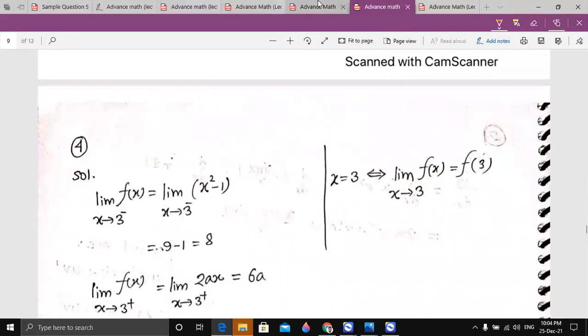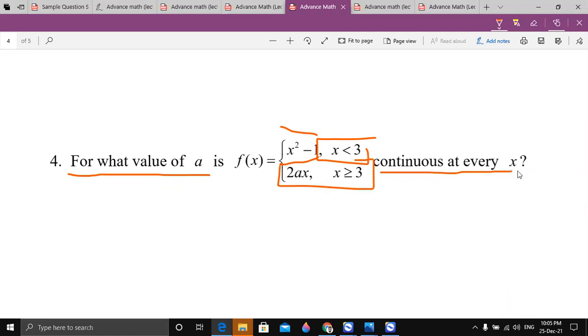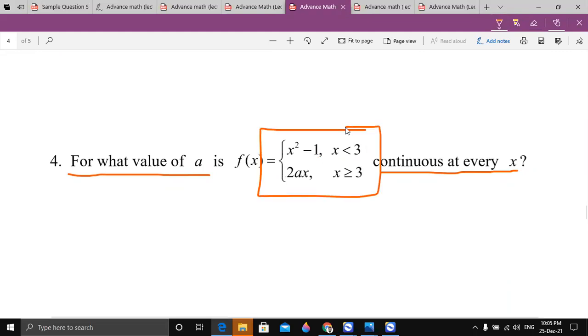So number 4: for what value of a is f of x equal to x square minus 1 where x is less than 3, and 2ax where x is greater than or equal to 3, continuous at every x. So that means this function here is not complete, right? We have to find some value of a to make it continuous.